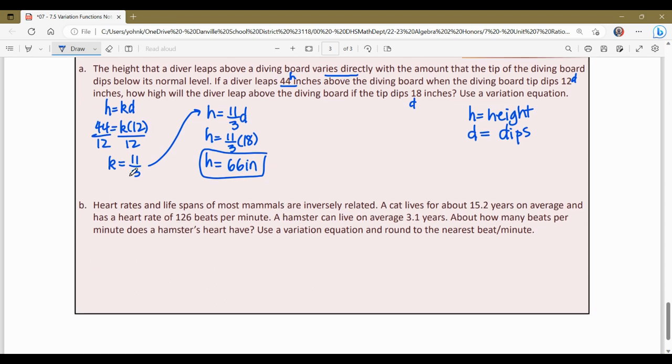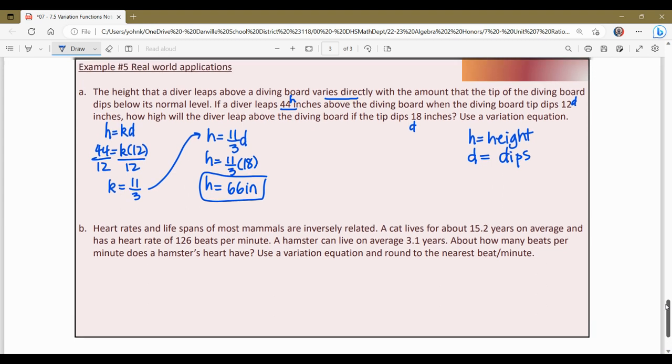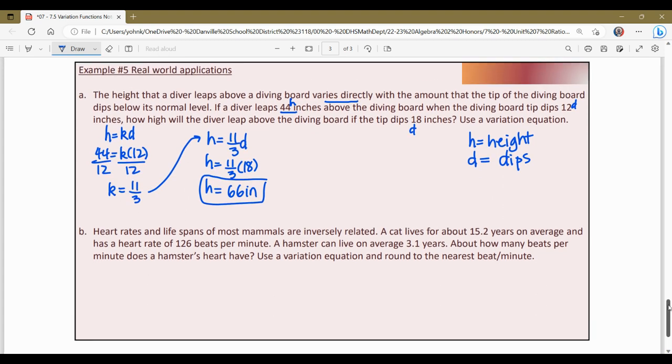Okay, here's another one. Heart rates and lifespans of most mammals are inversely related. A cat lives for about 15.2 years on average and has a heart rate of 126 beats per minute. A hamster can live on average 3.1 years. About how many beats per minute does a hamster's heart have? Use a variation equation, round to the nearest beat per minute. So what we got, heart rates and lifespan. So let's do H is for heart rate and L is for lifespan.